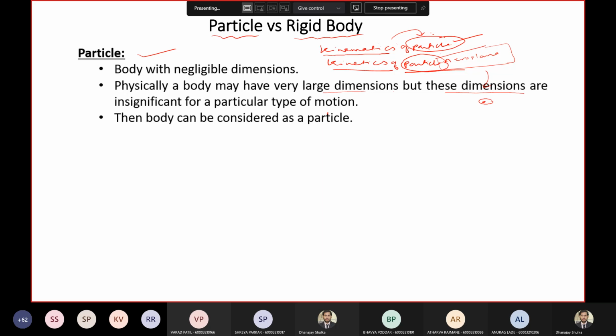Hello, did you understand what a particle is? Second, kinematics. Yes, hello. I didn't get that second point. Can you explain it again?